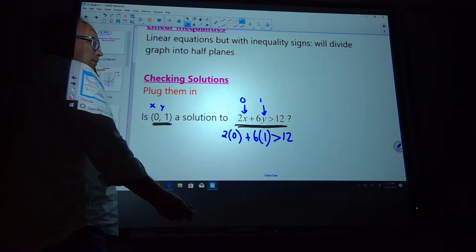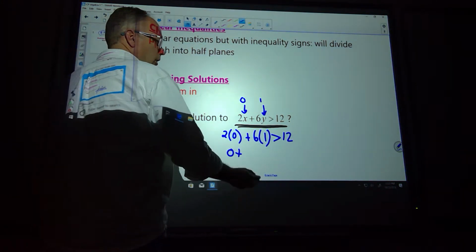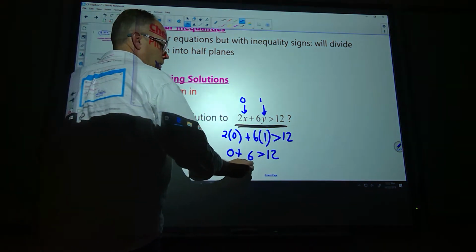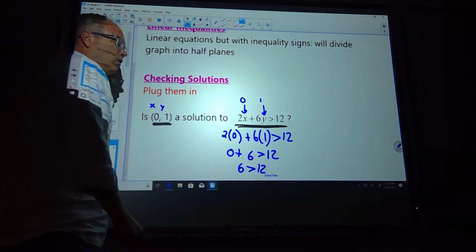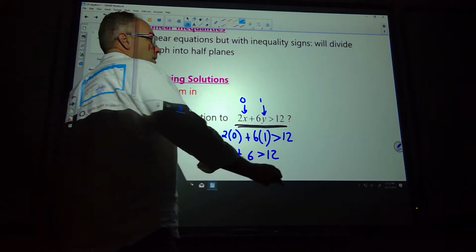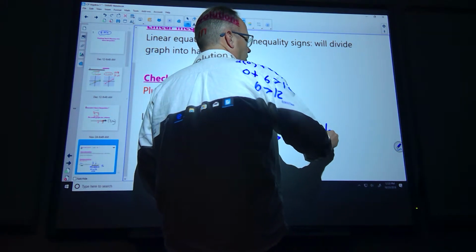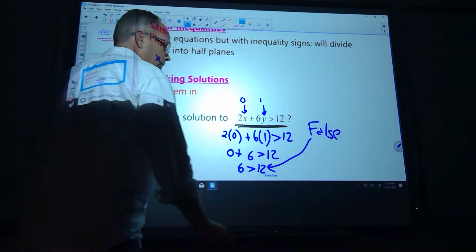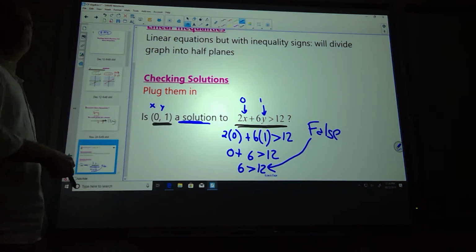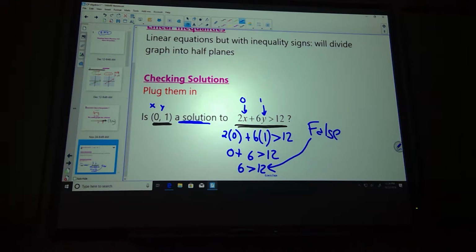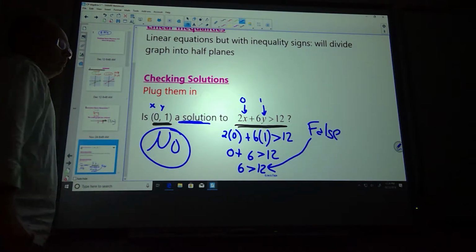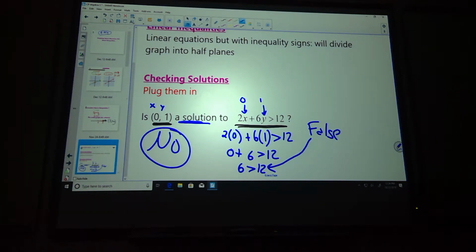Well, what's 2 times 0? 0. What's 6 times 1? 6. What's 0 added to 6? 6. Is 6 greater than 12? No, that's a false statement. So this gives me a false statement. Do you agree? So is this a solution to the problem if it gave me a false statement? What do you think? No. How do we know? Well, we plugged it in and we got something that wasn't true.